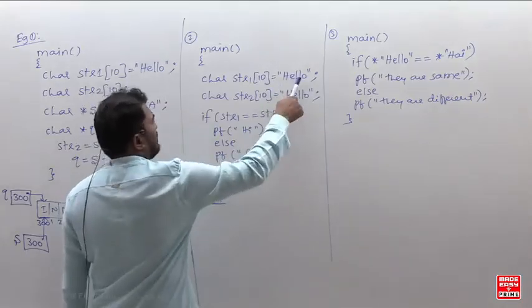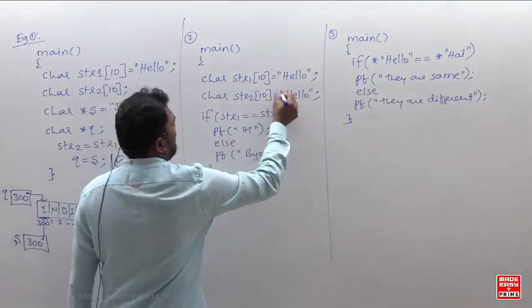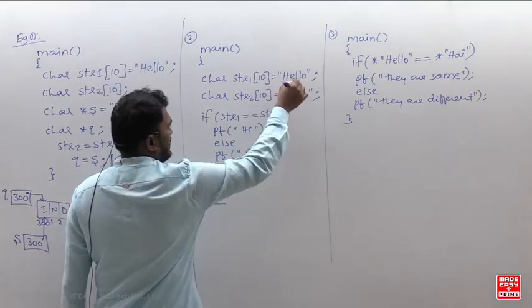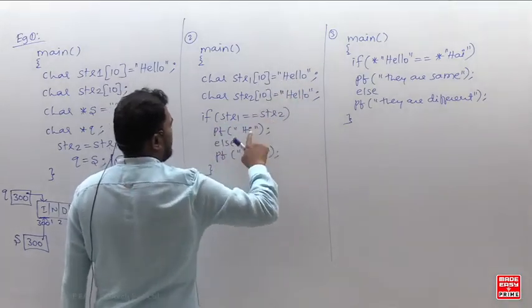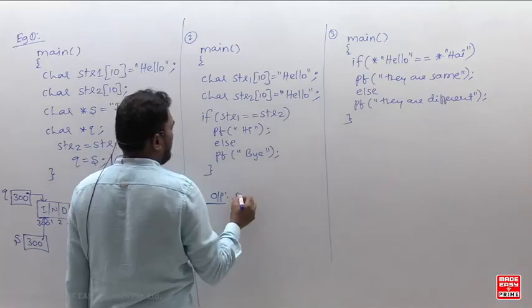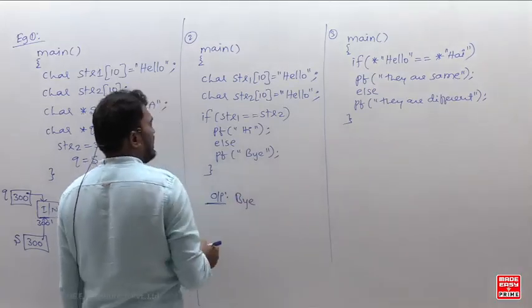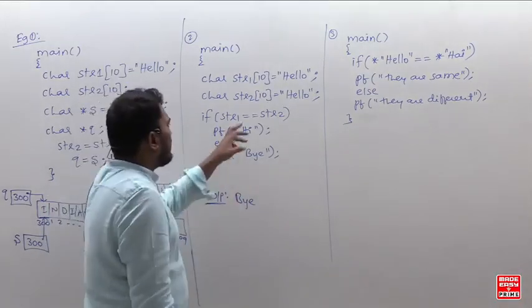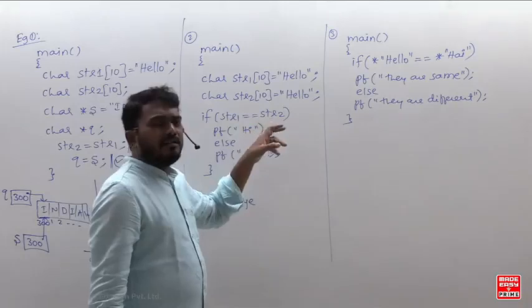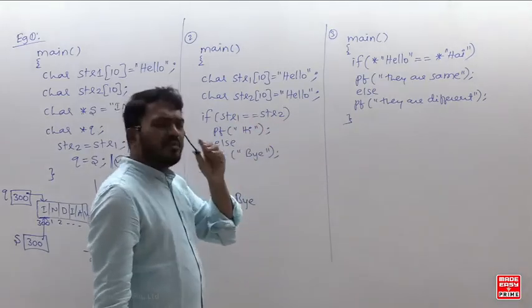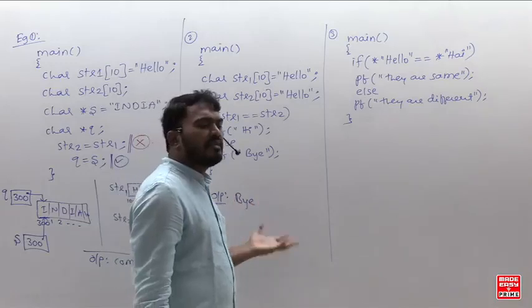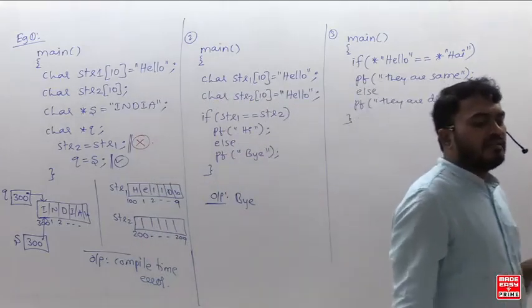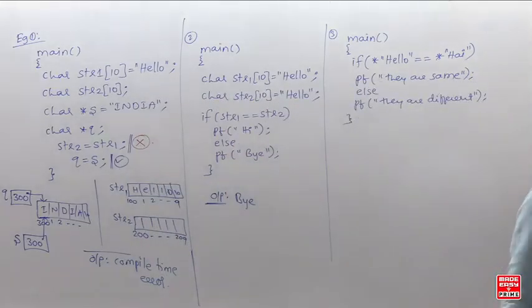Second example. This is having hello and this is also having hello. Exactly the same characters, HELLO. And we are comparing str1 equal to str2. So hi or bye? The output will be bye. Is that clear? Remember, you are not comparing the contents here. You are simply comparing the base addresses of the two different strings.